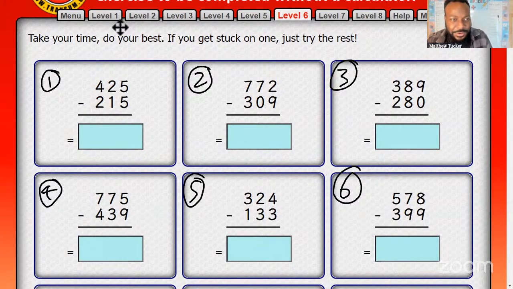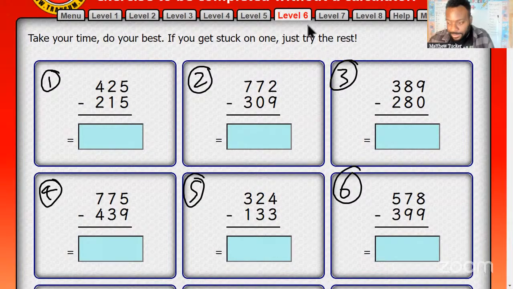Remember, you borrow from the next biggest place value. So you can break it up. Start at the biggest number. What is the difference? If you need to borrow and regroup, borrow and regroup. We've been doing it today, this morning. Good practice. All right, let's see.